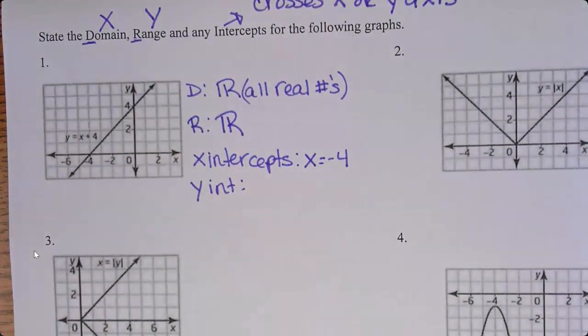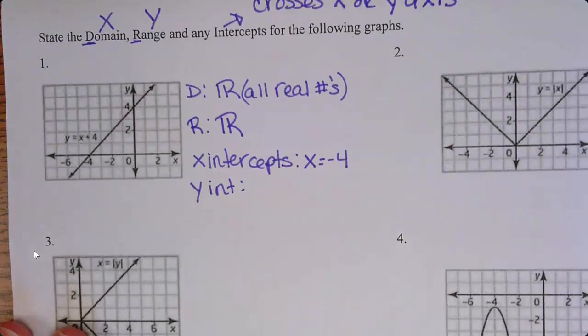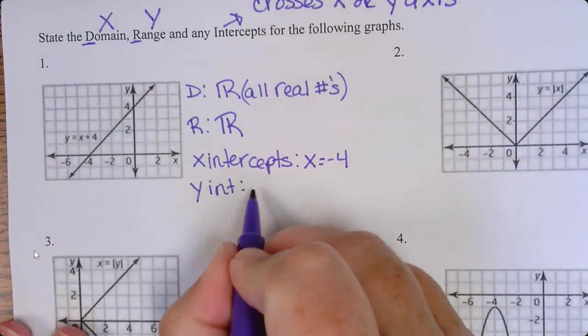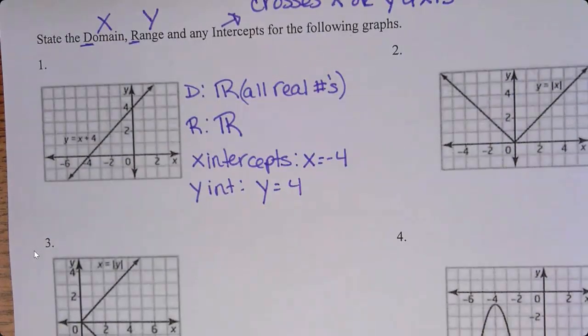Okay, does this cross the Y-axis? And the answer is yes, here at 4. Please be careful. I'm guilty of this too. It's a Y-intercept, so this is Y equals 4. Okay, cool.